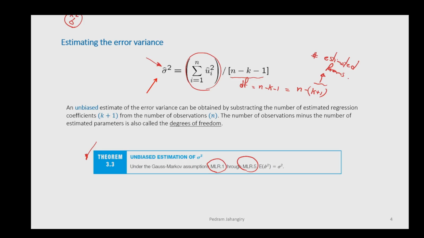How do I say it in a mathematical formula? If I want to say that one variable is an unbiased version of the parameter, I say the expected value of sigma hat square is equal to sigma square. If this is the case, then we say sigma hat square is an unbiased estimate of sigma square.